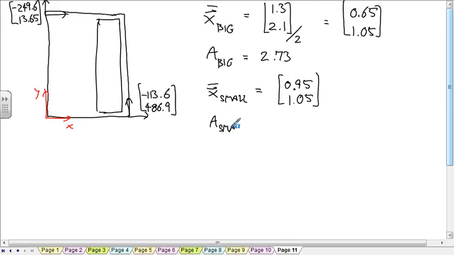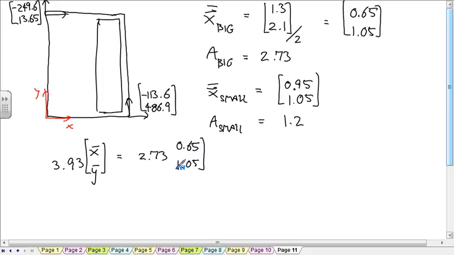And the area of the small one is 0.6 times 1.2, was it? 2.0. So 1.2. So the total area is 1.53. The total area times the centroid is equal to 2.73 times 0.65, 1.05. Yes, I should have subtracted. I did that last class too. Okay, so what do you get if you subtract those?